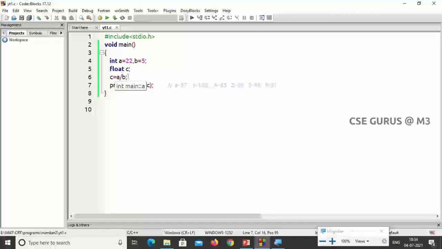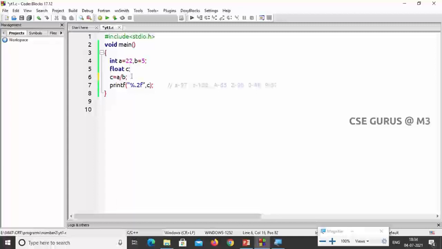A is integer, B is integer. Integer by integer, the resultant is always also integer. That means 22 by 5 first will give the answer as 4 only, it's not 4.4, it's 4 only, then it is converted to float, that's why the remaining floating digits are zeros, right? So that is what happens.